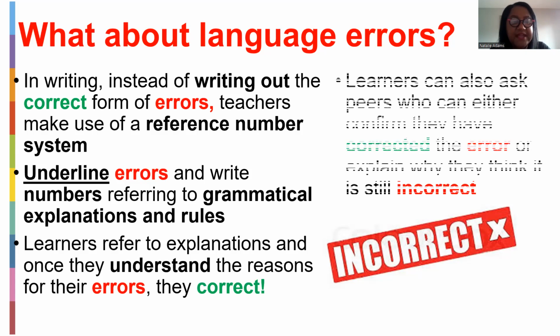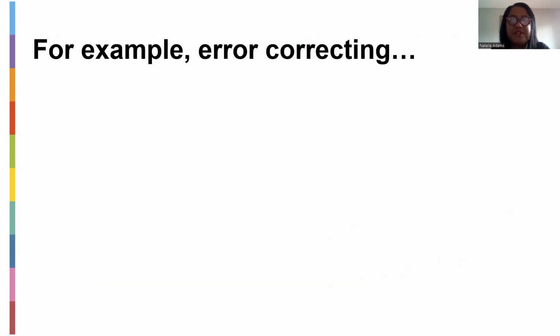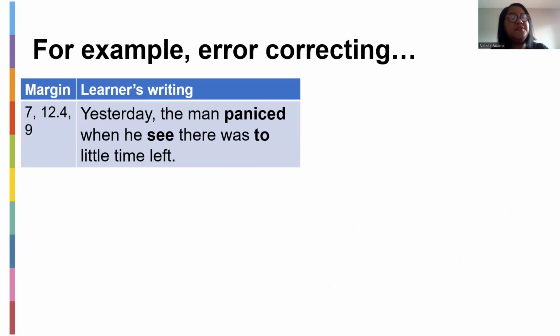And how do we go about that? Learners can also ask peers, who can either confirm they have corrected the errors or explain why they think it is still incorrect. So we're going to give you an example of that. So here's an example. Yesterday, the man panicked. You know, panicked is spelled incorrectly. When he see, that's obviously wrong. It should have been different. When he saw there was too little time left. Too is spelled incorrectly. It should be a double O.